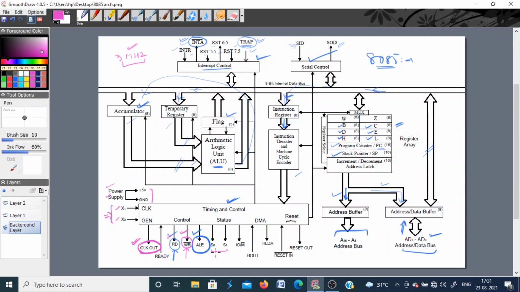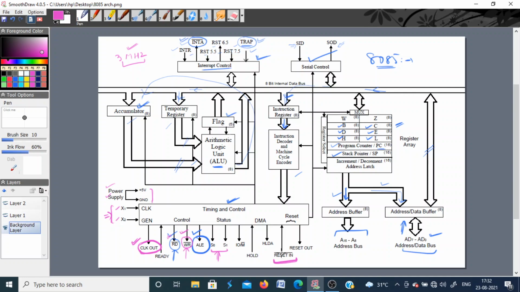Then these two signals, S0 and S1, which are called the status signals, are rarely used. They provide the status of the processor. The processor operates in a sequence: fetch, decode, and execute. These two pins give the status of whether the processor is fetching, decoding or executing an instruction. They are also used when we see the timing diagrams: for opcode fetch, memory read and memory write they have different values. They are set by the processor to show whether an opcode fetch, a memory read, or a memory write is going on, and so on.